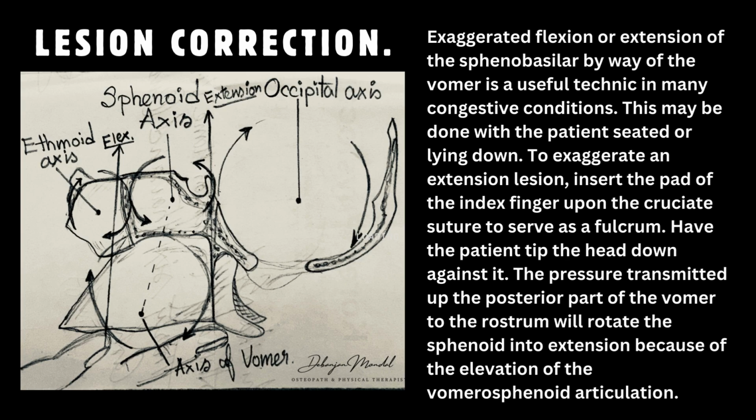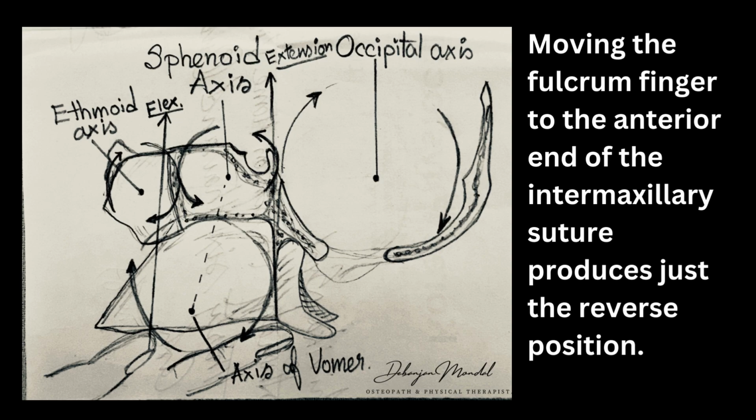To exaggerate an extension lesion, insert the pad of the index finger upon the cruciate suture to serve as a fulcrum. Have the patient tip the head down against it. The pressure transmitted up the posterior part of the vomer to the rostrum will rotate the sphenoid into extension because of the elevation of the vomerosphenoid articulation. Moving the fulcrum finger to the anterior end of the intermaxillary suture produces just the reverse position.